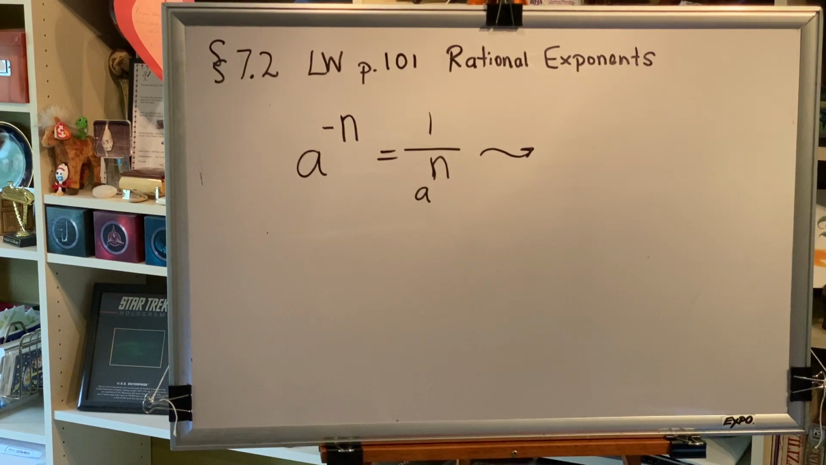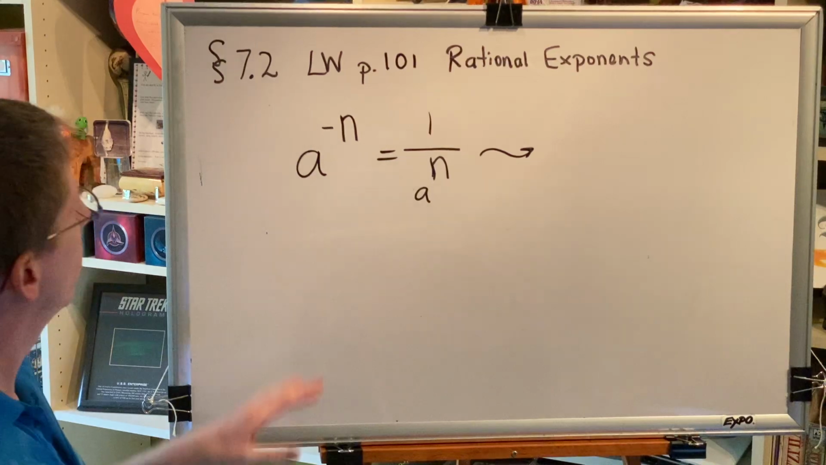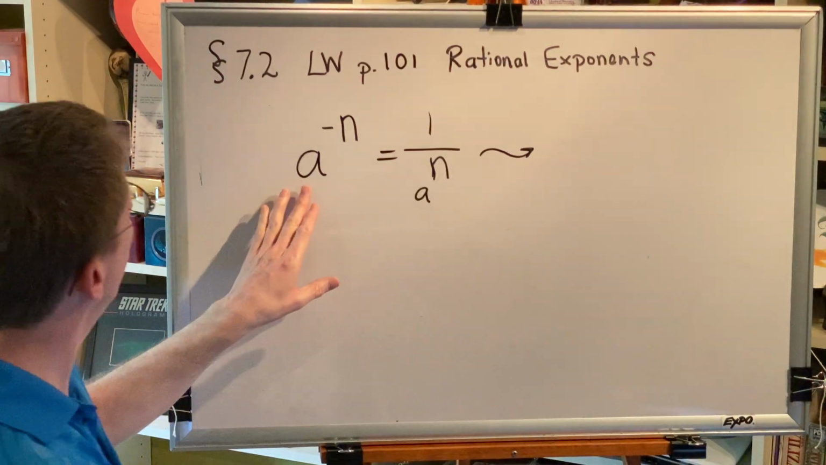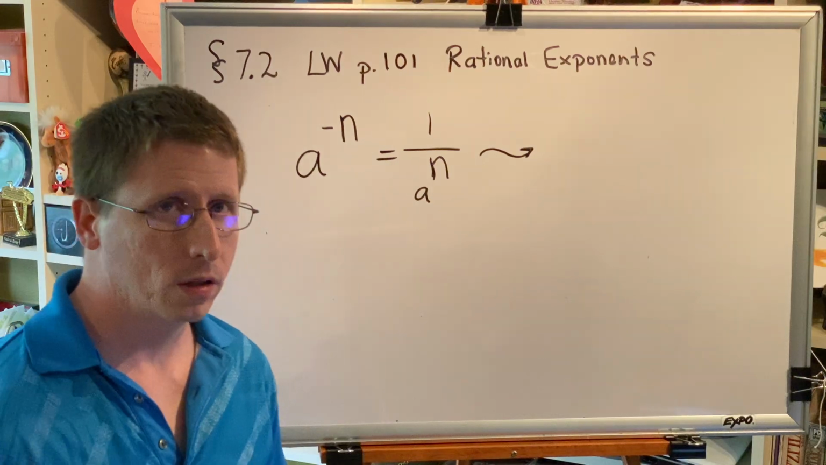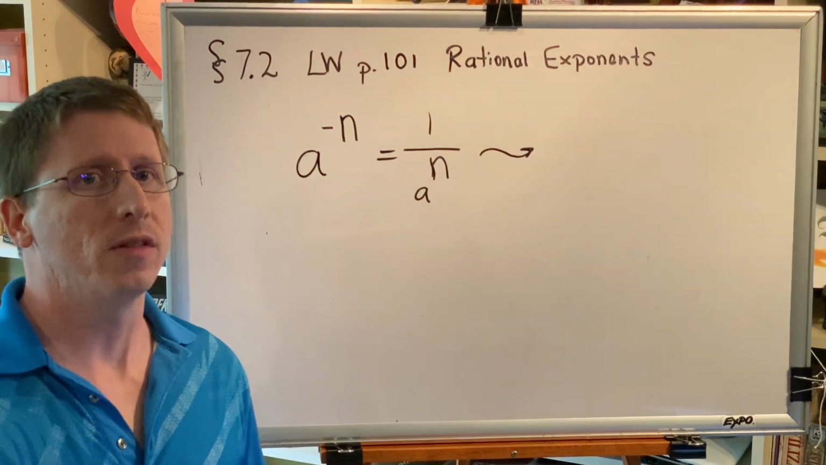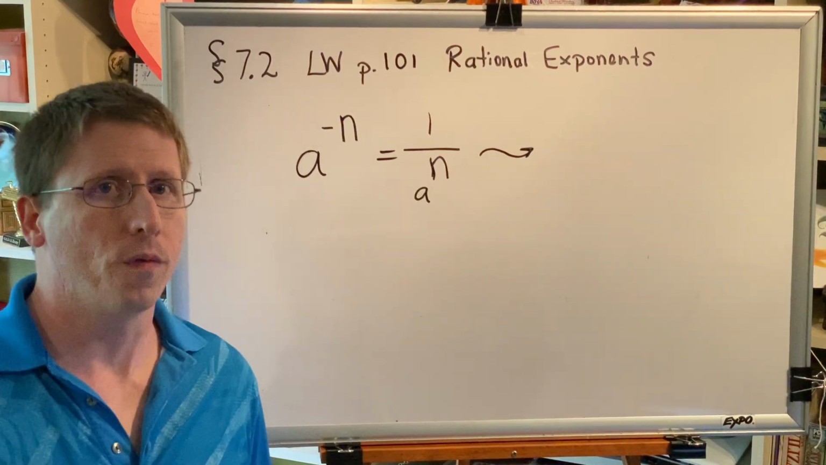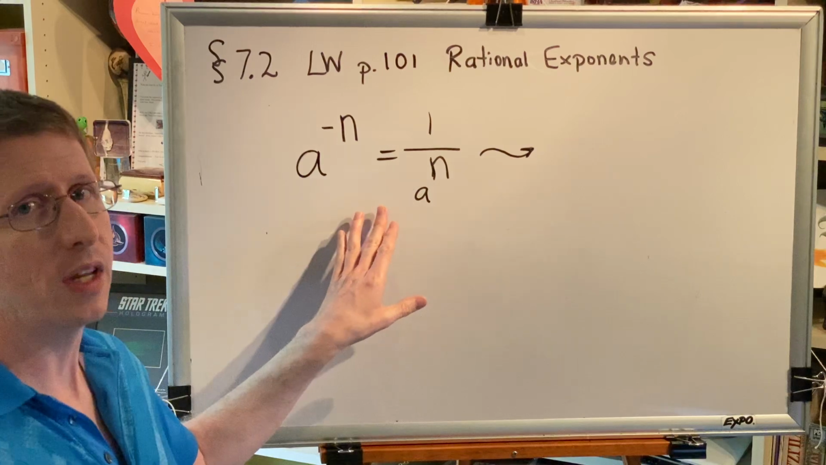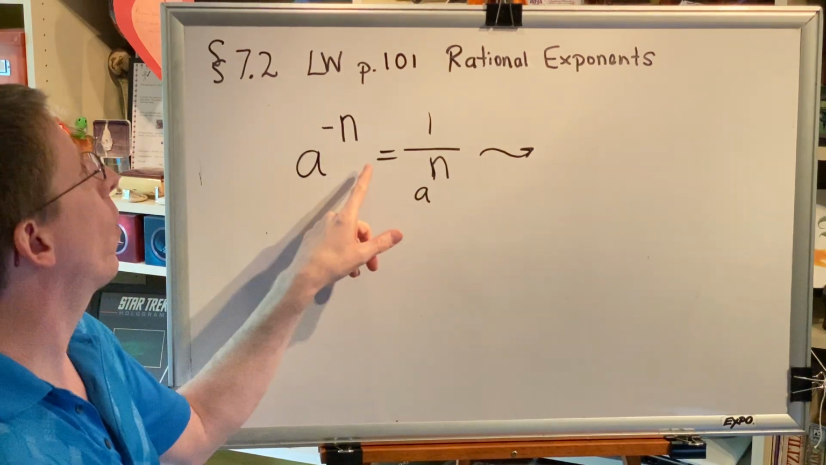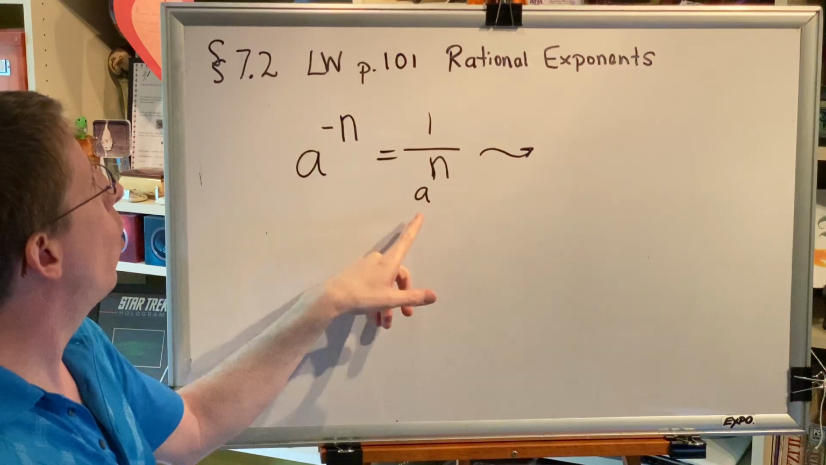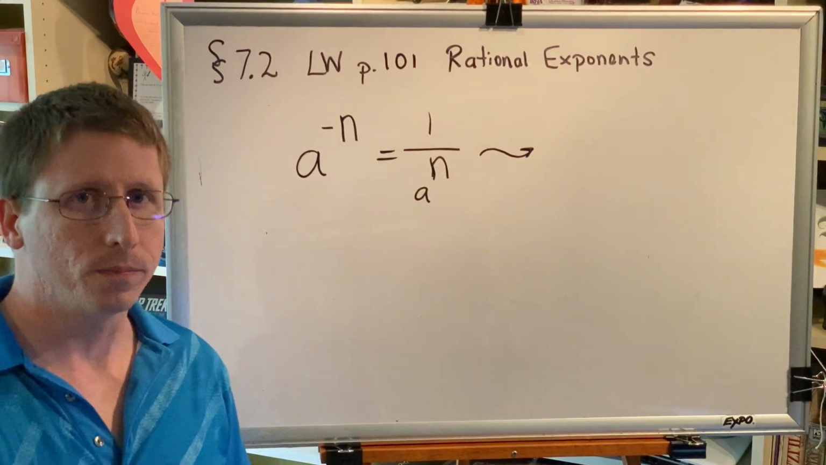Please open your learning workbook to page 101. Let's talk about a rule that we learned in the previous math class that allows us to get rid of negative exponents. Consider the following exponential expression, a raised to the negative n power. Sometimes negative exponents are considered undesirable or unsimplified, and it's helpful to know how to get rid of them. One way is to use this rule, which you've seen before. A to the negative n power can be rewritten as 1 over a to the positive n power.